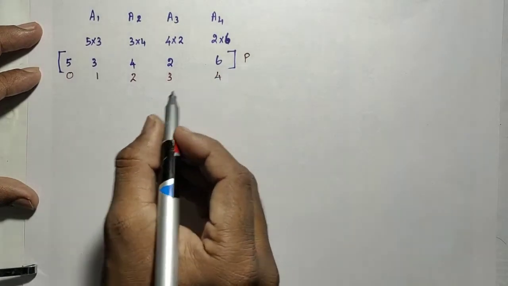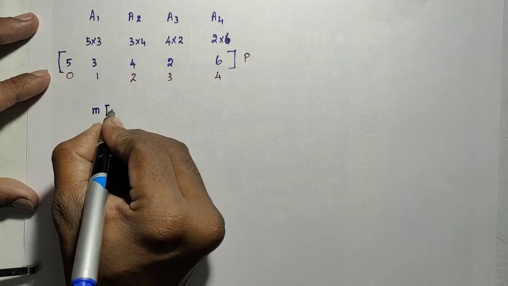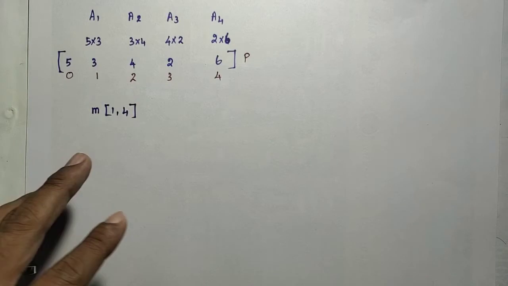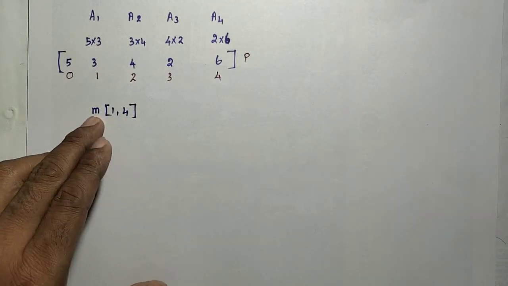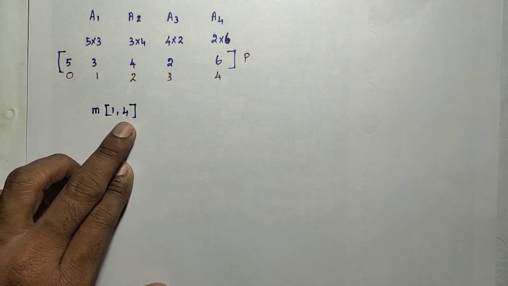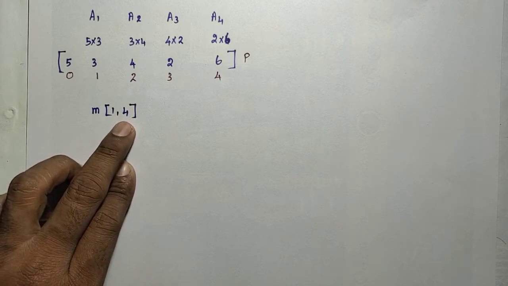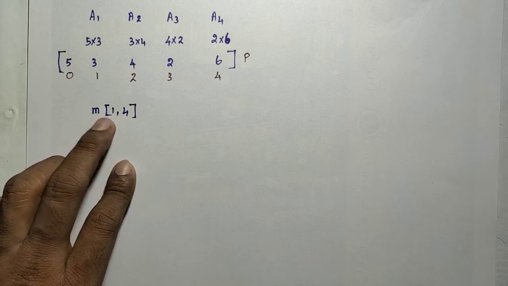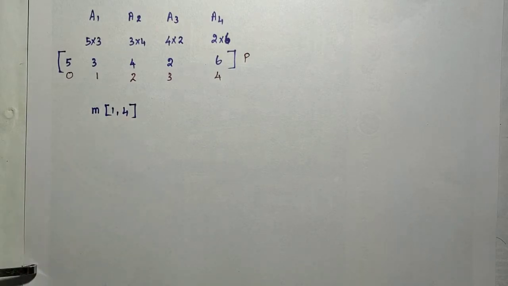So this is the input, and let m of 1, 4 be the final result. What is that m of 1, 4? We are going to create a 2-dimensional array m. In that, the entry 1, 4 is going to store the minimum number of multiplications needed for multiplying the matrices from A1 to A4.